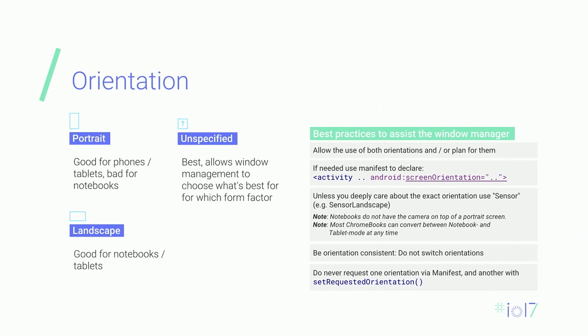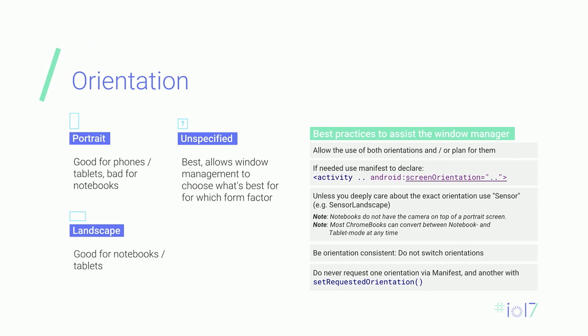So orientation, I mentioned that earlier already. We have two orientations, which are portrait and landscape. One is good for phones, one is good for tablets and notebooks. And then there's unspecified. Unspecified means you can do both. We definitely encourage you to do that, because that's best. And if you really have to use one of these, please specify that in your manifest file. Please put in that you have to be landscape. Don't make us guess what you might or might not want, because we cannot guess that. So if you want to avoid jumping or any kind of weird scenario, please put that in there.